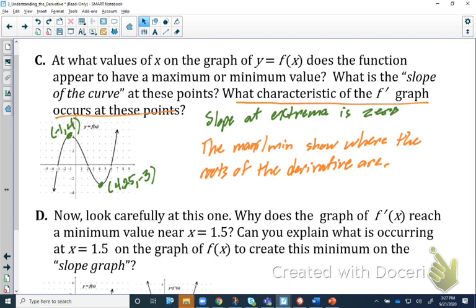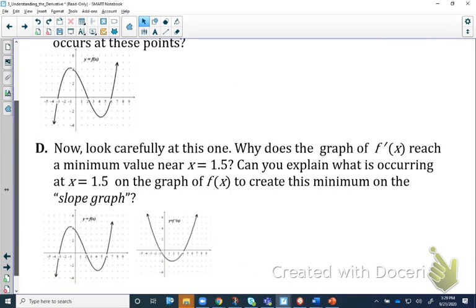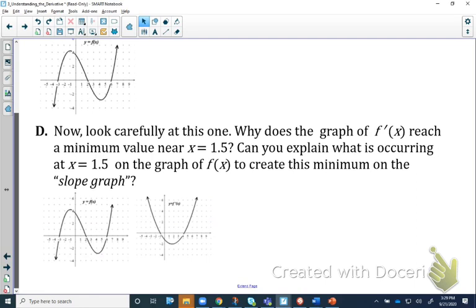So I got to clear this off to go down to D. Now look carefully at this one. Why does the graph of the derivative reach a minimum value near about 1.5? Can you explain what is occurring at 1.5? And yes, I've already talked about this a little bit. At about 1.5, this is where the vertex of the quadratic was for the derivative. And that correlated with the point of inflection on the primary function.